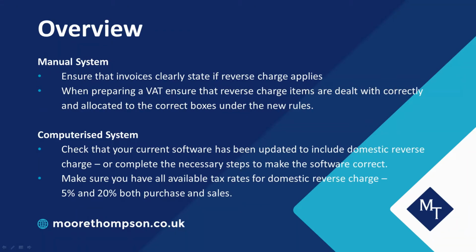If you are on an accountancy software, ensure it is completely up to date or complete the necessary points so that domestic reverse charge tax rates are available. If this is a manual procedure, ensure you have both 5% and 20% as options on both sales and purchases.